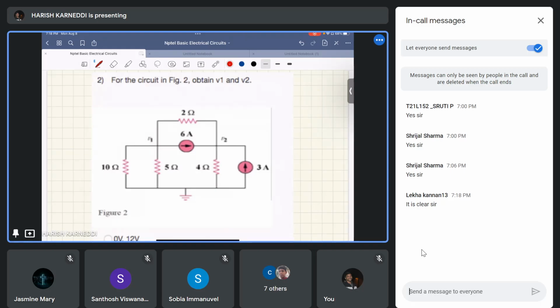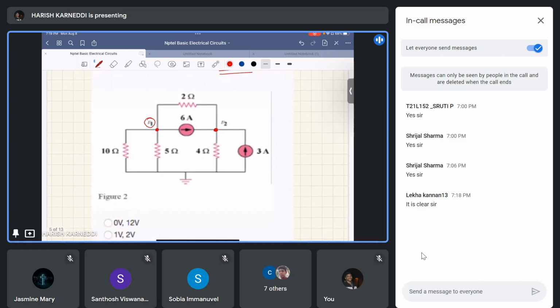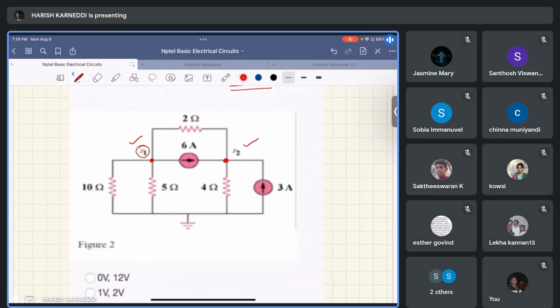The next question is, for the circuit in figure 2, obtain V1 and V2. Okay. Where is the V1? V1 is this point. This is V1 and this is V2. How many nodes are there? This is nothing but just nodal analysis, that is KCL only. We have to apply KCL at node 1, V1, and apply KCL at node 2, V2, and solve both the equations. That will give the V1 and V2 values.